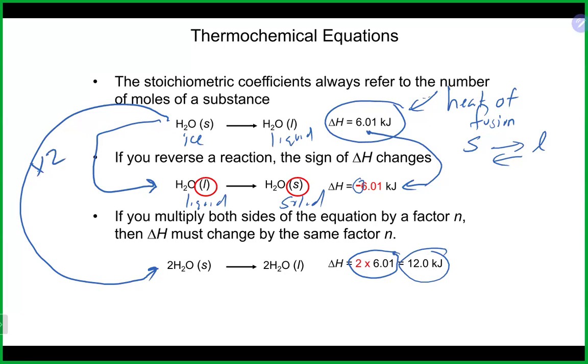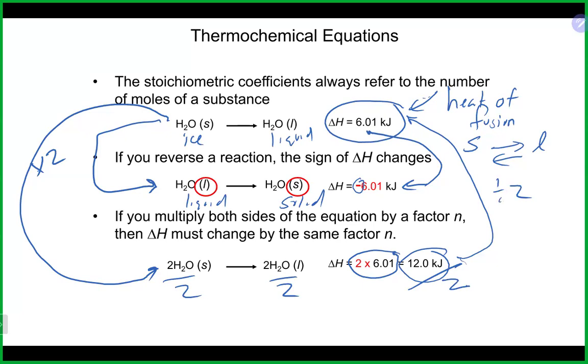And the last rearranging would be, if I went from this equation back to the original equation, I essentially divided by 2 all the way across to get 1 of everything. And the delta H would be divided by 2 as well. So you would divide by 2.